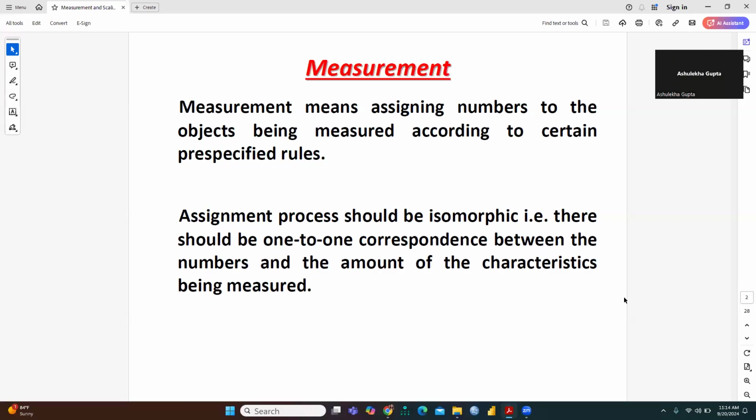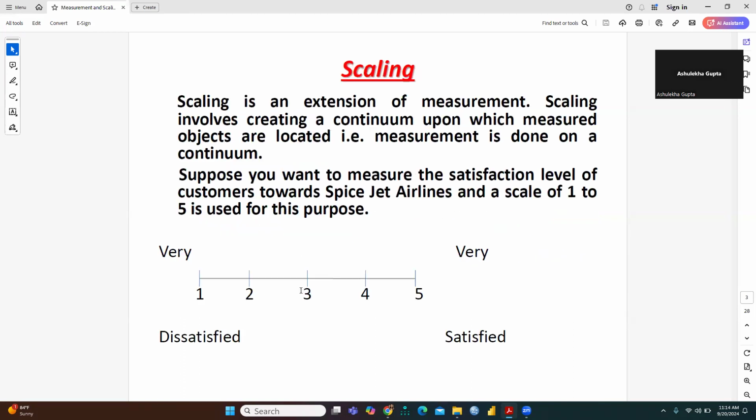Hi everyone, let's continue the econometric series. In this econometric series, today we will discuss the difference between measurement and scaling.